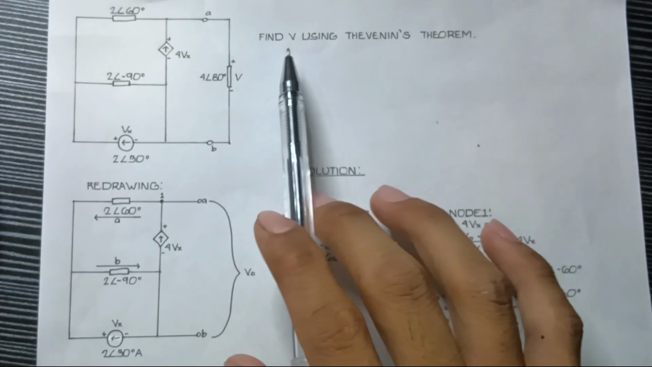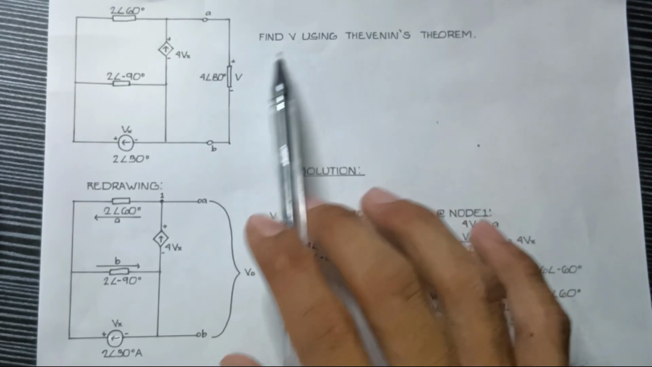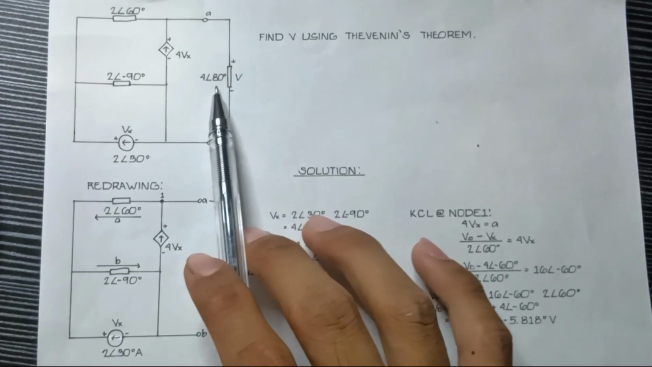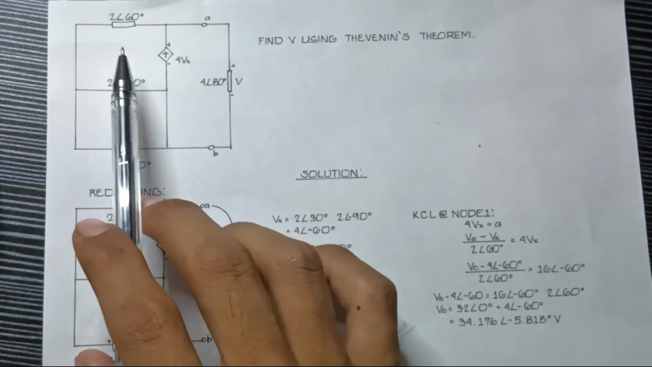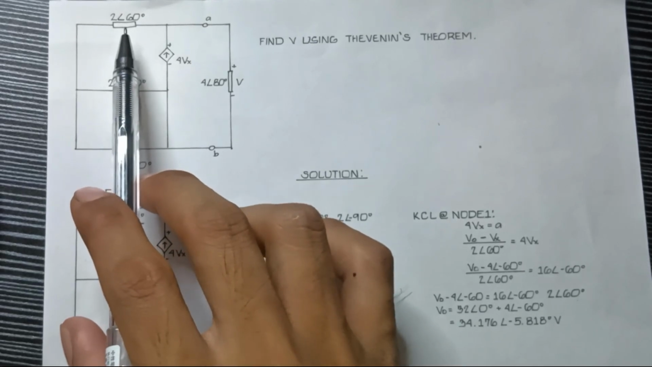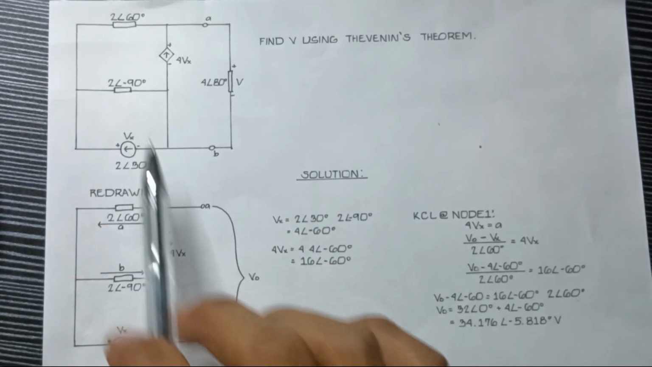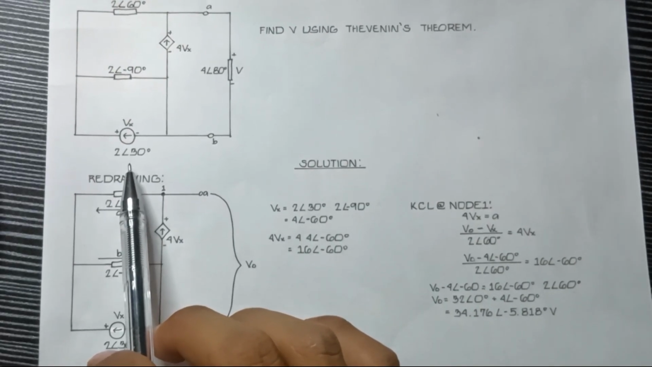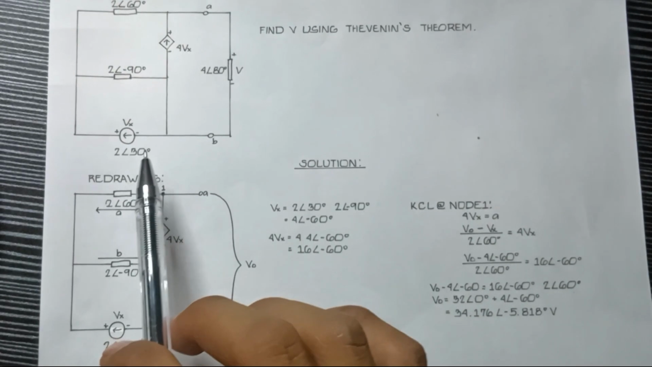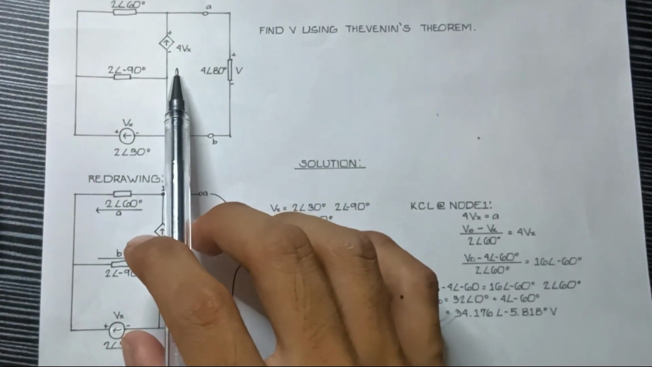Okay. So in our problem, we must find the voltage V across 4∠80° using Thevenin's theorem. In our circuit, we have a 2∠60°, a 2∠-90°, and an independent source of 2∠30° amperes, wherein 4Vx is dependent upon it.